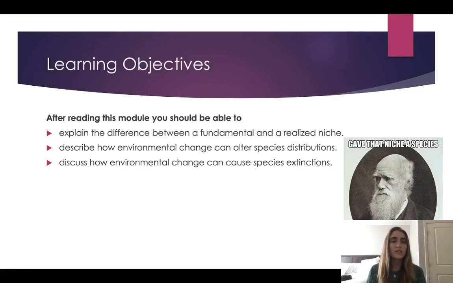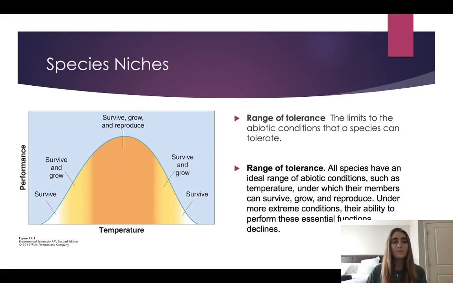Okay, so your learning objectives. After reading this module, you should be able to explain the difference between a fundamental and a realized niche, describe how environmental change can alter species distributions, and discuss how environmental change can cause species extinctions.